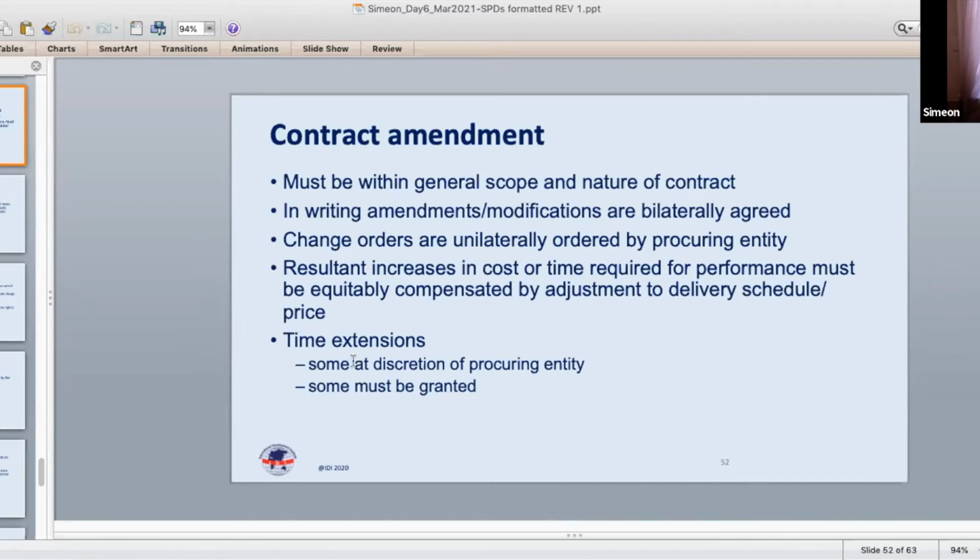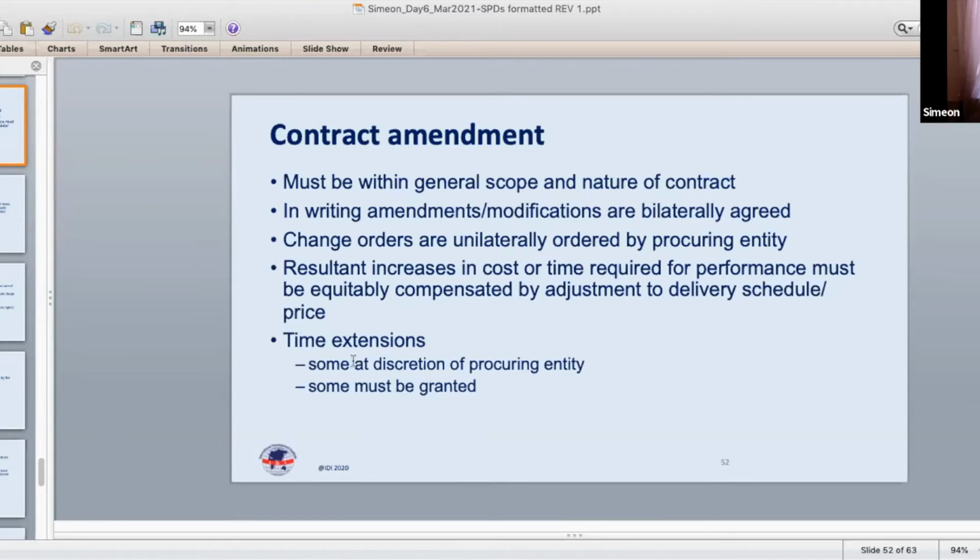Then the next part of these provisions has to do with, let's say, the contractual nature of contract modifications. Since a contract is an agreement between two parties, a modification of that contract logically requires an agreement between those two parties. So the general rule is that contract modifications should be written and subject to the bilateral agreement of the parties.